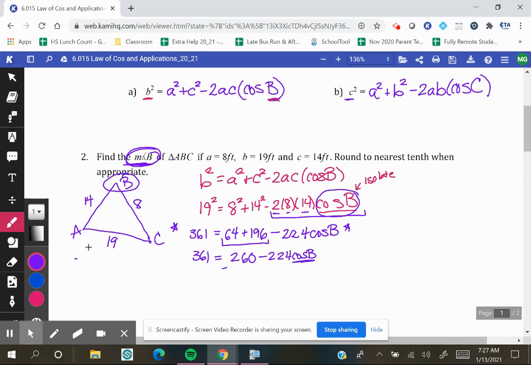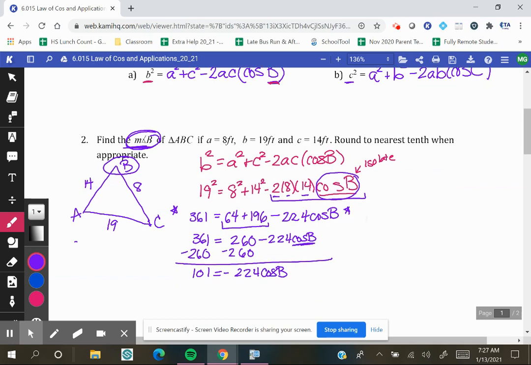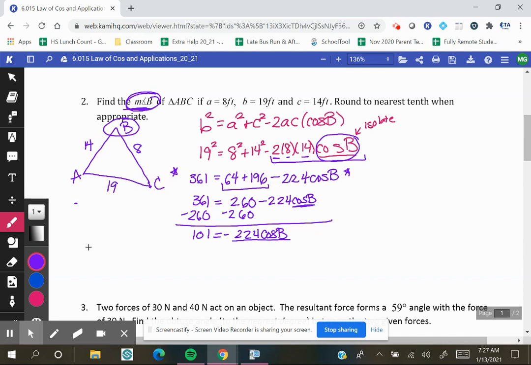Well, first we're going to need to subtract our 260. We always add or subtract anything that's around it first. And we get 101 equals negative 224 times the cosine of b. Now we can try to get cosine of b by itself by dividing by negative 224.